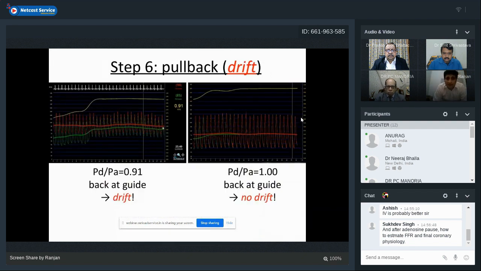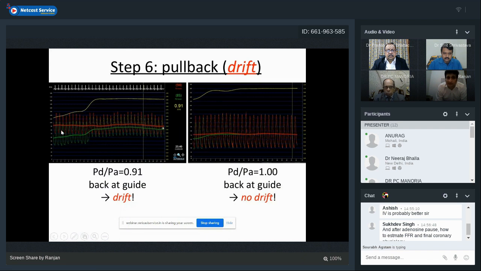When you pull back to the guide, look for the drift. Drift could be in both directions. So, for example, in this example, when the wire was finally in the catheter, the PD by PA was 0.91. There is a drift, so this cannot be accepted.